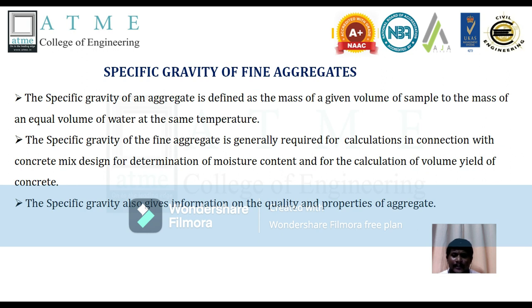Basically, what is the meaning of specific gravity? The specific gravity of an aggregate is defined as the mass of a given volume of sample to the mass of an equal volume of water at the same temperature.